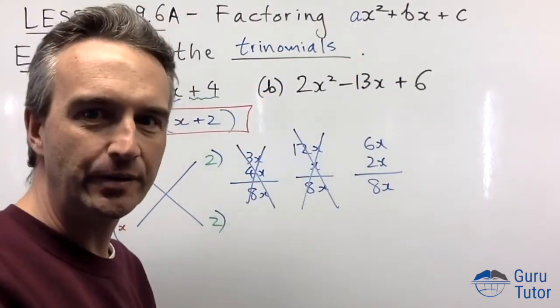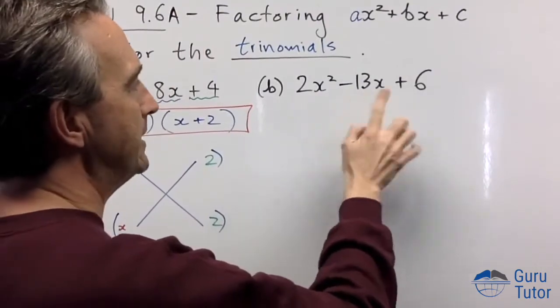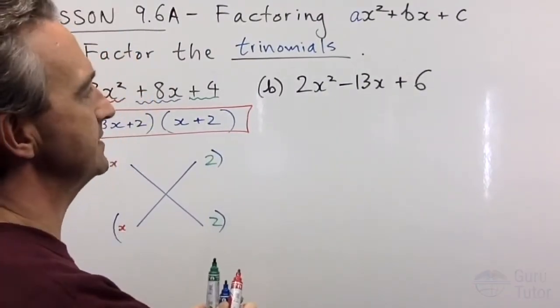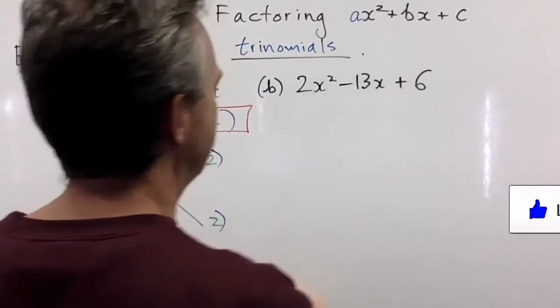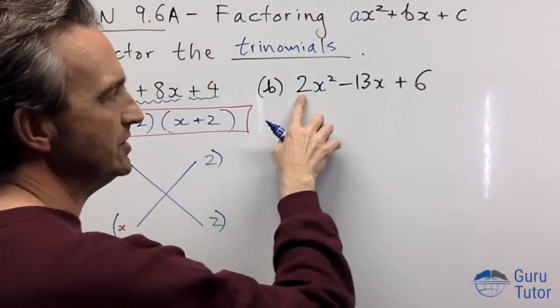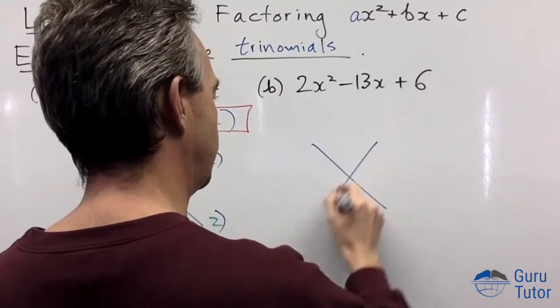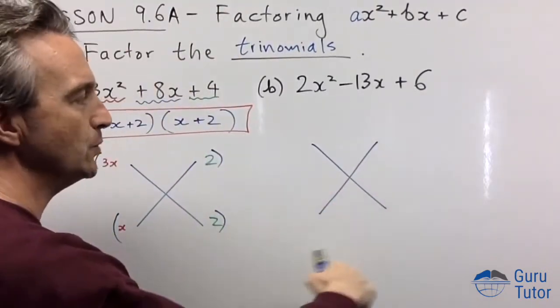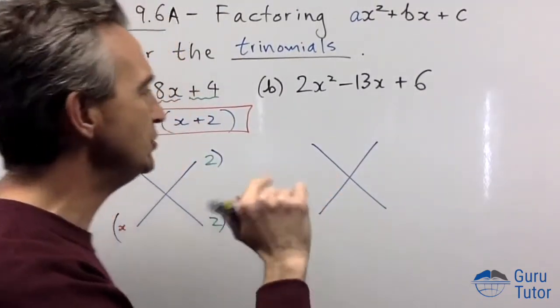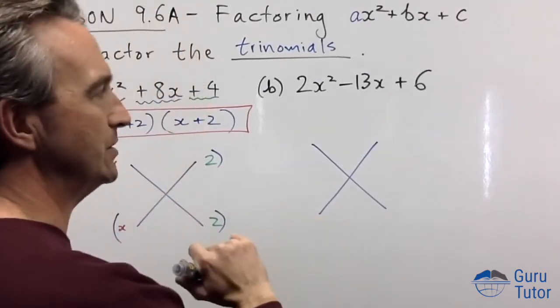Okay, let's try another one. So B, 2x squared minus 13x plus 6. Again, we're going to do the same process. So our leading coefficient is not a 1. Let's do our cross method here. I erased the working here because I need the board space. You should not erase, okay? We like to see you working.